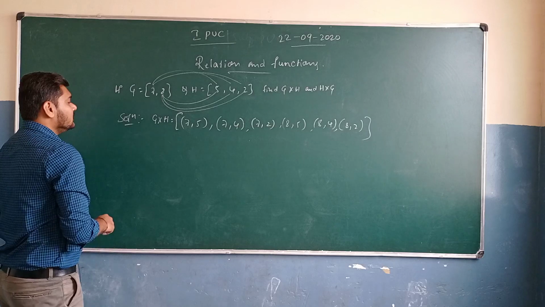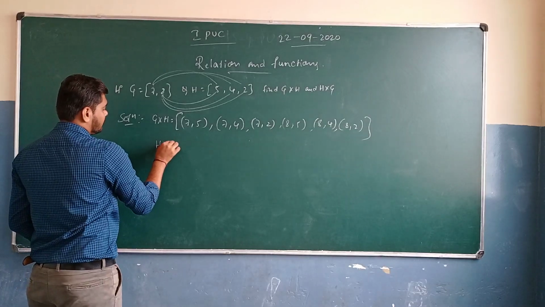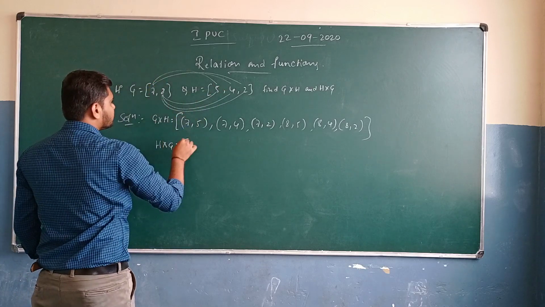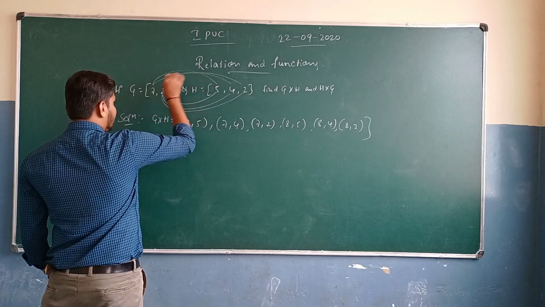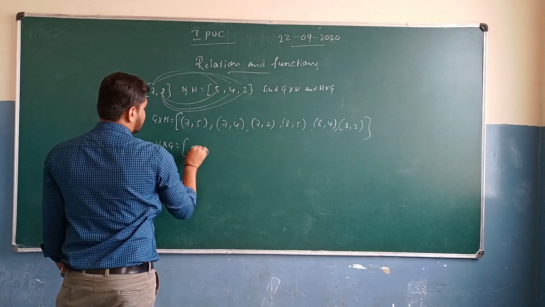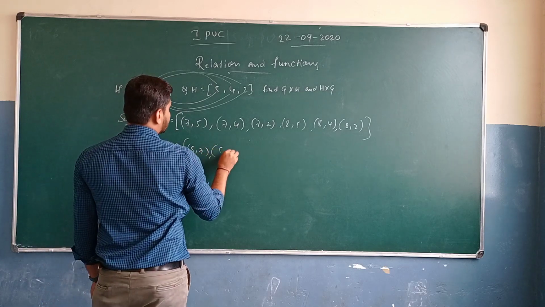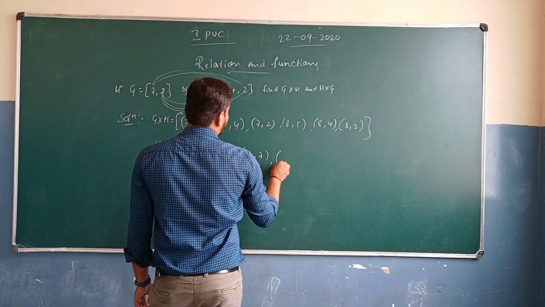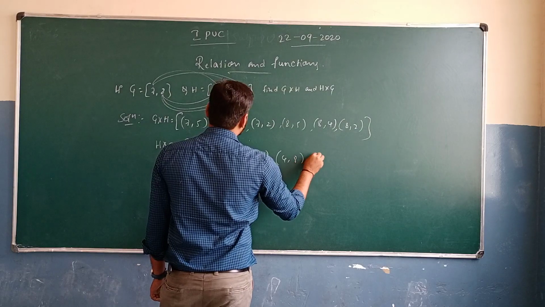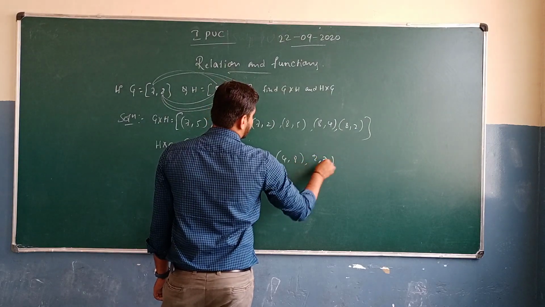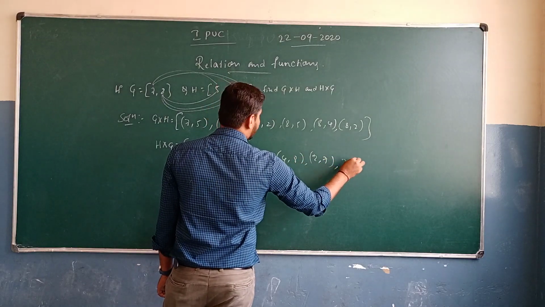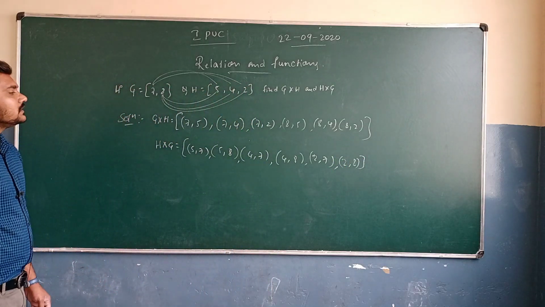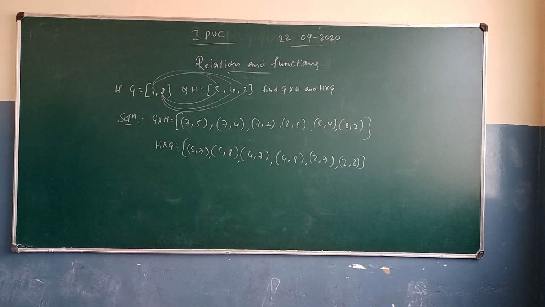Okay, so next one: H cross G. Let's see how the ordered pairs come now. It starts with 5 comma 7. The next one is going to be 5 comma 8. The next one is 4 comma 7. The next one is 4 comma 8. The next one is 2 comma 7. The next one is 2 comma 8. That's 5 comma 7, 5 comma 8, 4 comma 7, 4 comma 8, 2 comma 7, and 2 comma 8.